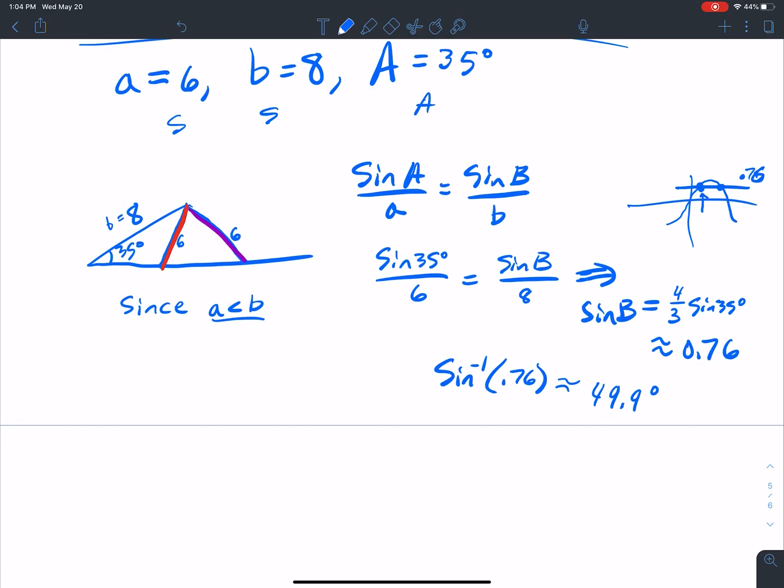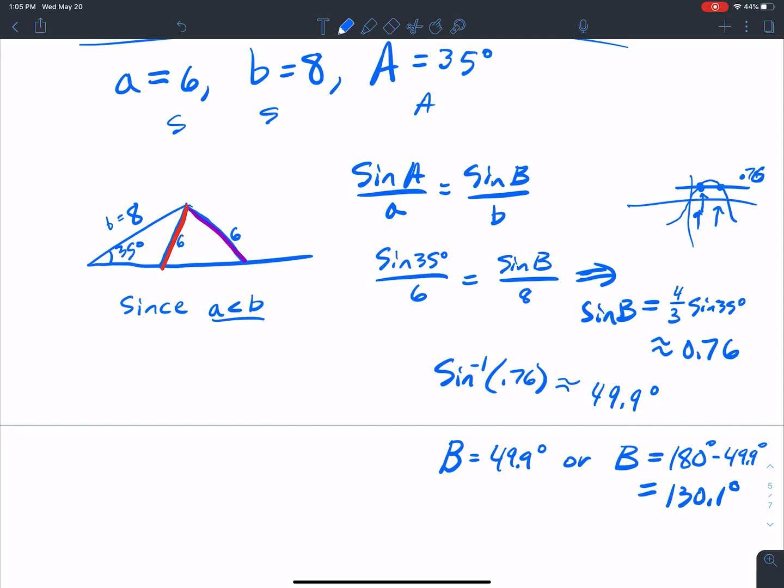Now, that is one of the angles, but to get the other angle, I'm going to take the supplement of that, so that means I subtract from 180. So B equals 49.9 degrees, or B equals 180 minus 49.9 degrees, which is equal to 130.1 degrees.